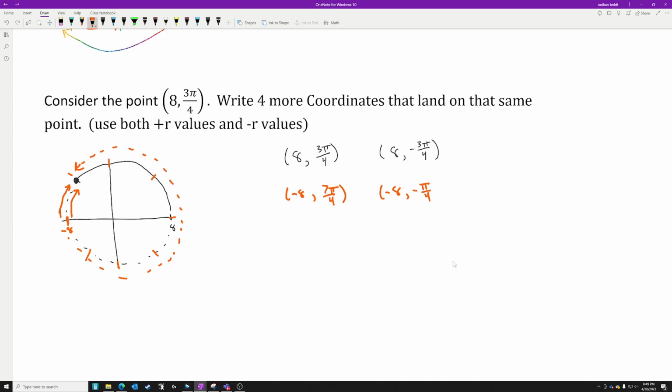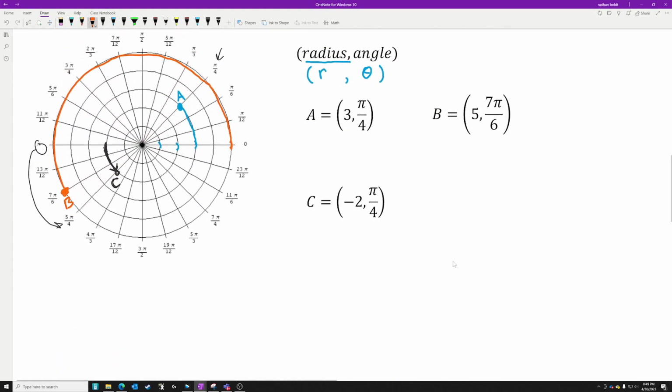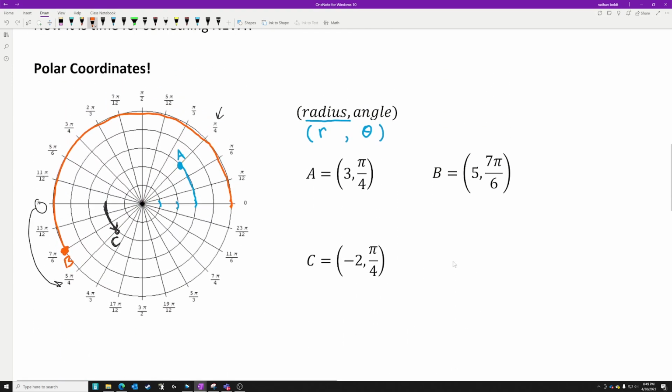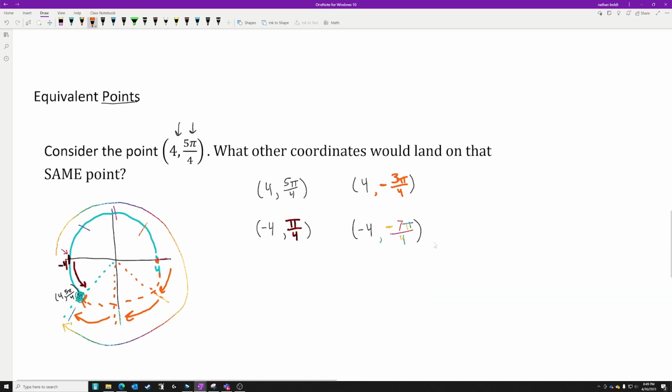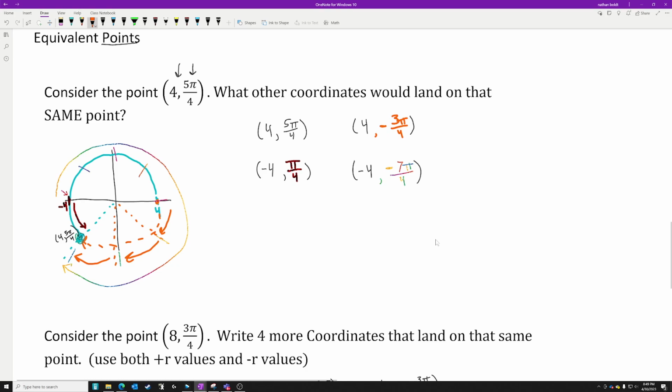Those are the main skills, 2 skills I want you to be able to do today. First is, can you graph where a point is? Second is, if I give you a point, can you write the other 3 coordinates that will make you land at the same place?